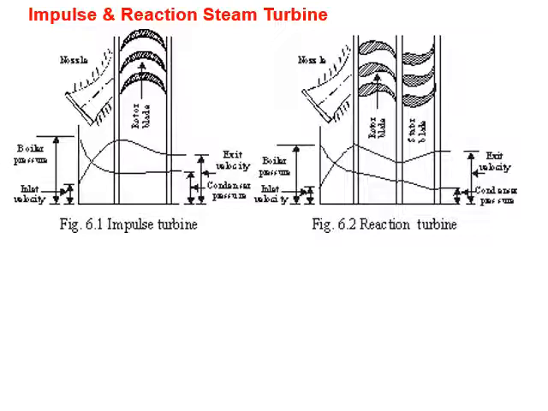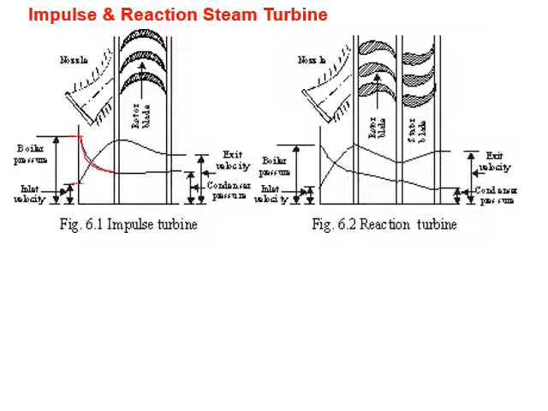See here the PV diagram, a pressure and velocity diagram for this impulse turbine. Here the steam enters at higher pressure, called the boiler pressure. The boiler pressure is very high. Now the pressure drop occurs in the nozzle, and that causes the increase in velocity.